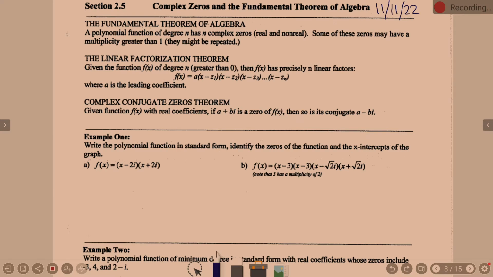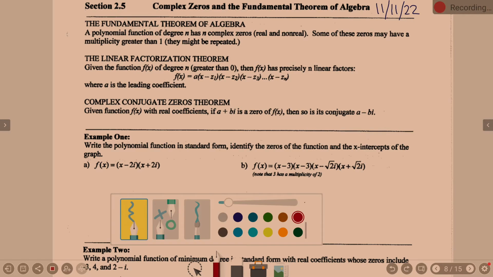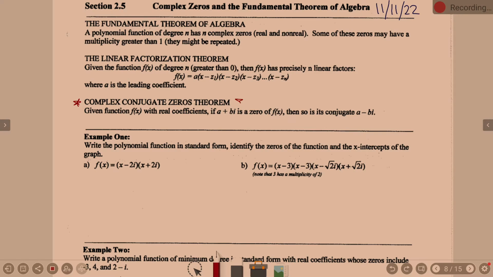And then we have the complex conjugate zeros theorem. Hold on to this one in your head. We won't use it right away, but we'll want to use it. Given a function f of x with real coefficients, if a plus bi is a 0, then so is its conjugate. Okay, so this is an important one. We'll definitely be talking about this.